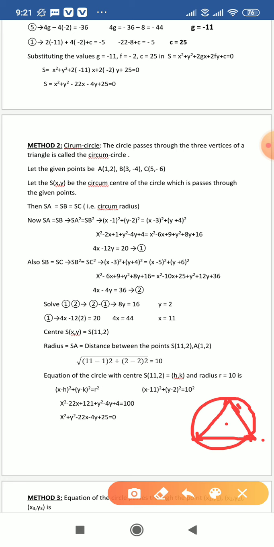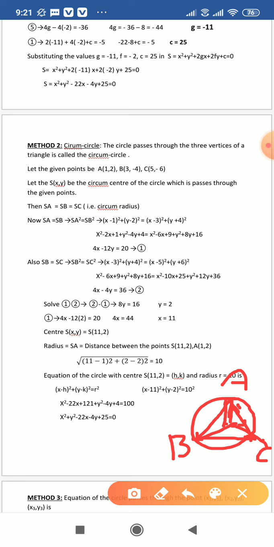What are the distances from the center to the vertices? These are nothing but radii. Suppose the vertices are A, B, C, and the center is S. The distance from S to A is the circumradius. The distance from S to B is the circumradius. The distance from S to C is the circumradius.